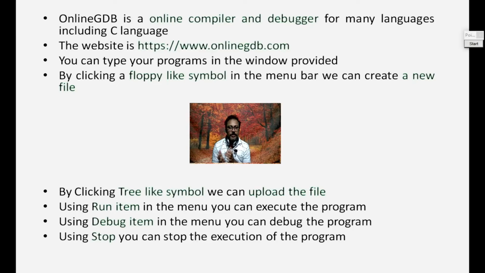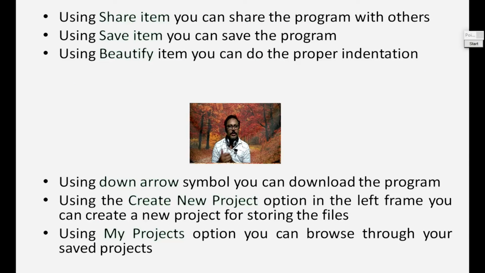Using the run item, which is essential for you, in the menu you can execute the program. Debug item, to debug the program. Stop, you can stop the execution of the program. Here you can share the program with others. Using the save item, you can save the program. Beautify to do proper indentation. Down arrow: create new project, my projects, etc. This you will be using.